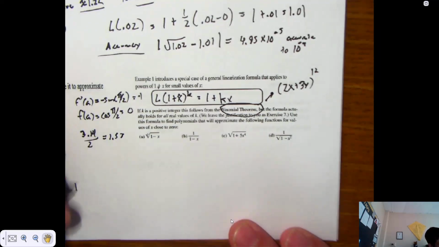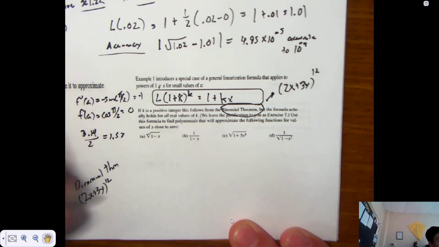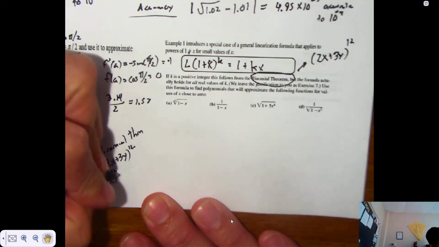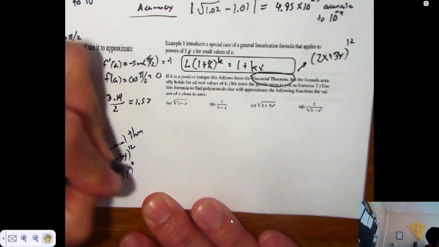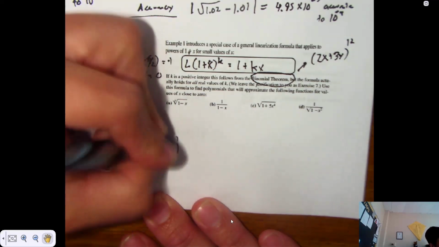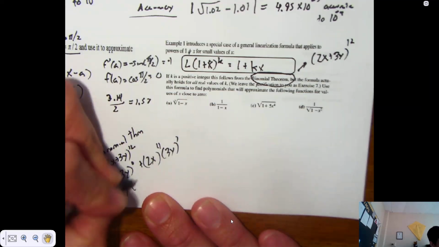Really? You don't remember the binomial theorem? 2x plus 3y to the 12th is 2x to the 12th, 3y to the 0, plus 2x to the 11th, 3y to the 1st. You went through a pre-calc class, you didn't learn the binomial theorem? Plus 2x to the 10th, 3y squared.